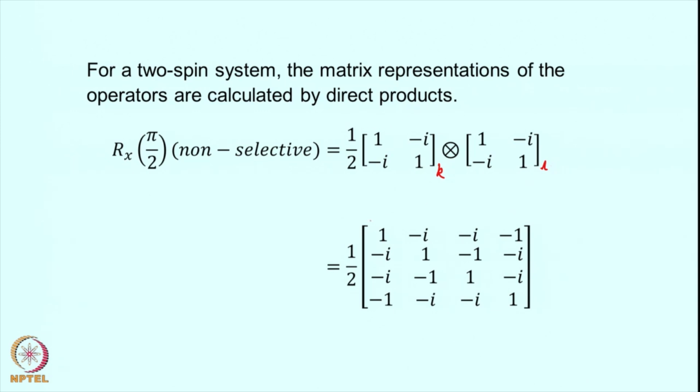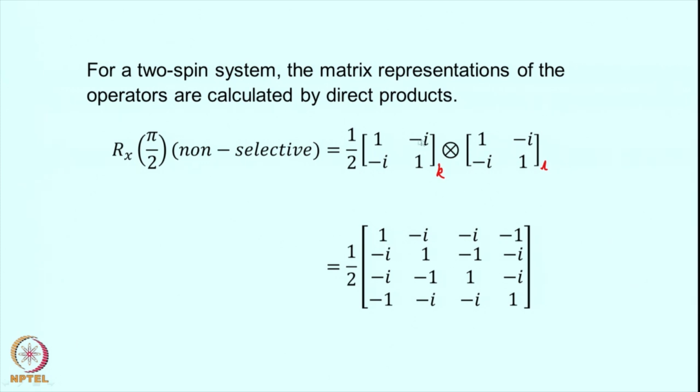So if I call this as spin k and this spin as l, and each one of them is independent. Therefore if I want to represent a matrix which represents both of them, when I take the product, I can't take a simple matrix multiplication here, I have to take what is called the direct product. Direct product means each of these elements, I multiply the entire matrix with this element, therefore I get here 1 minus i, 1.